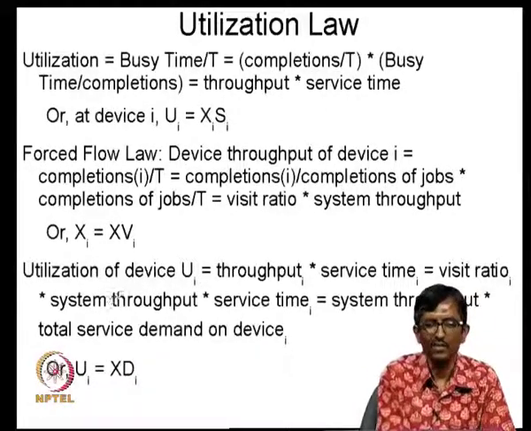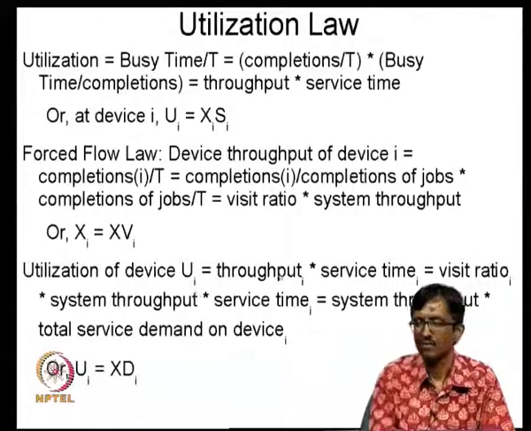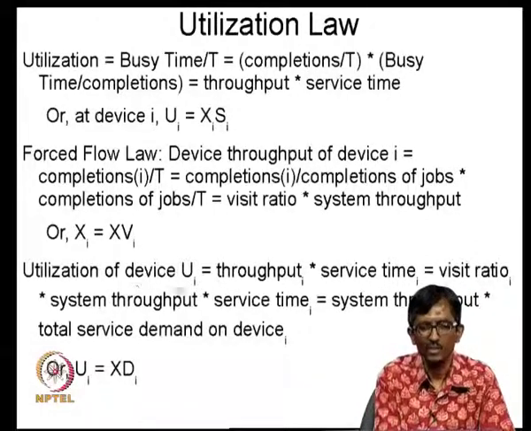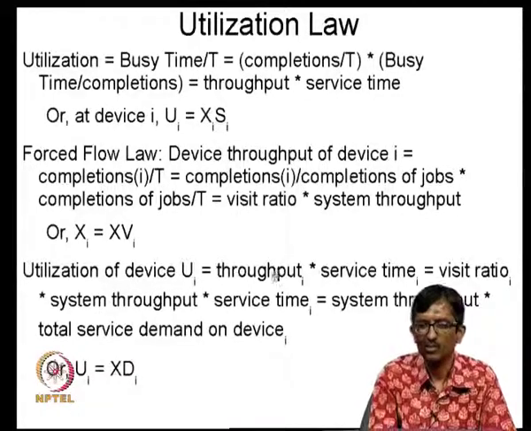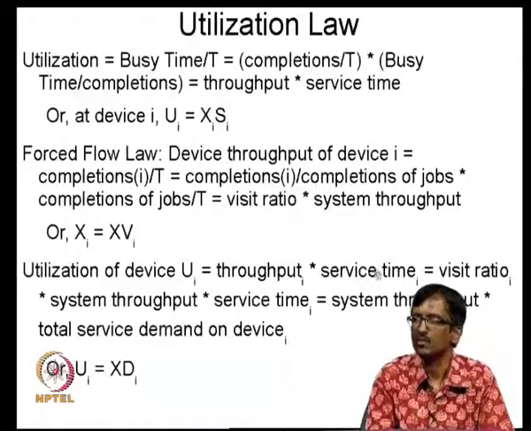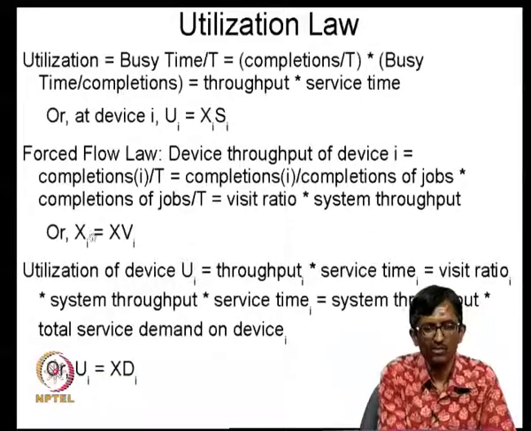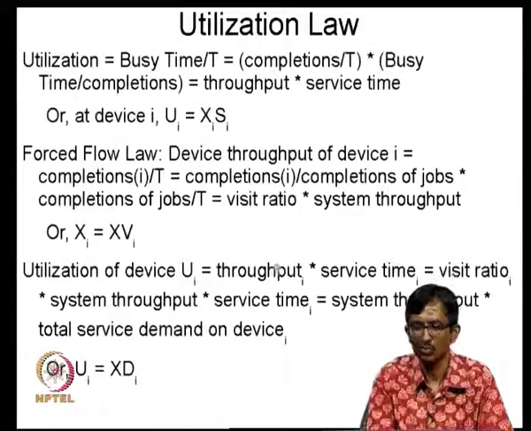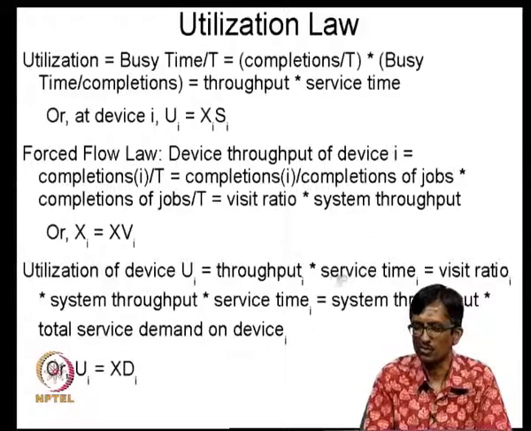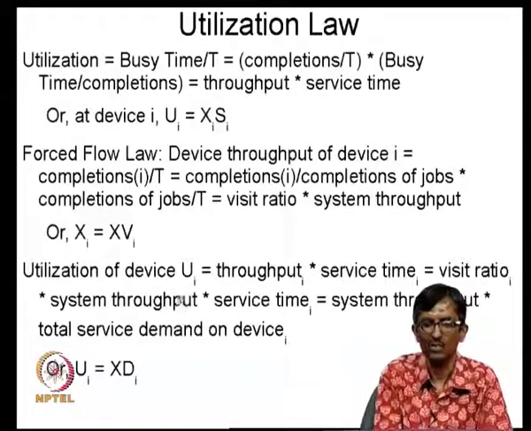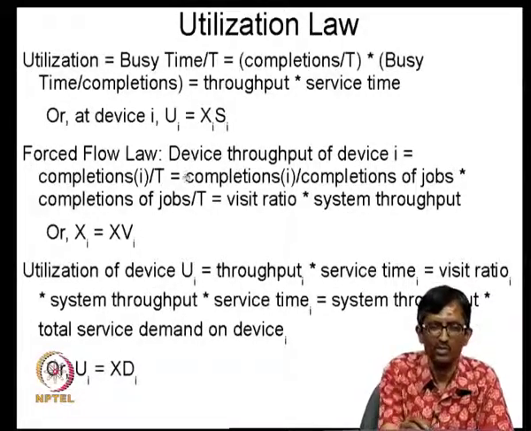You can also have utilization of a device. Now, utilization of a device is basically this one, right? What we said, utilization is what? Throughput into service time. Now, but throughput is what we decided here is X_i, that basically throughput is the same as visit ratio into system throughput. So, it is basically visit ratio into system throughput into service time. So, I am just combining these two equations.